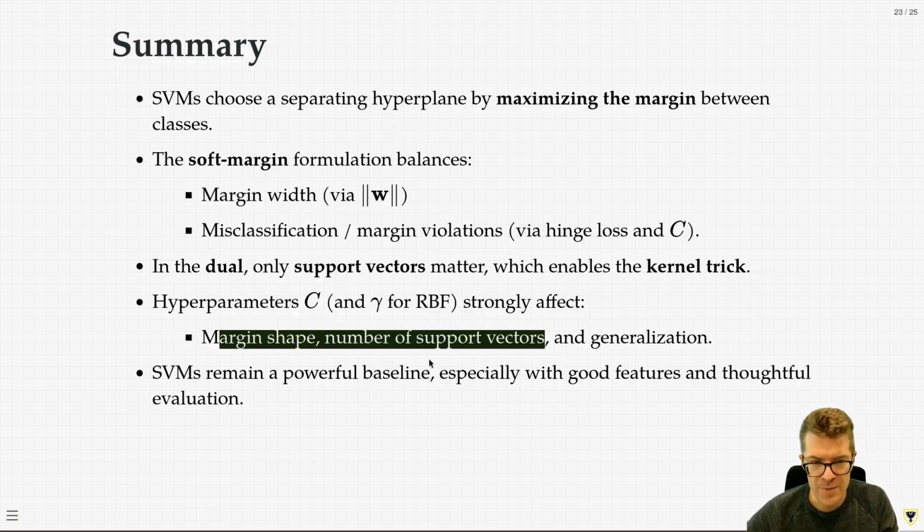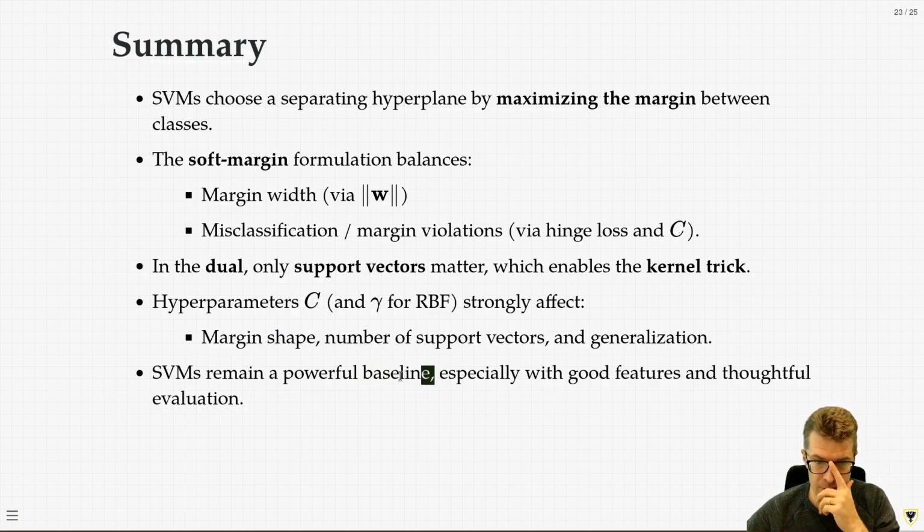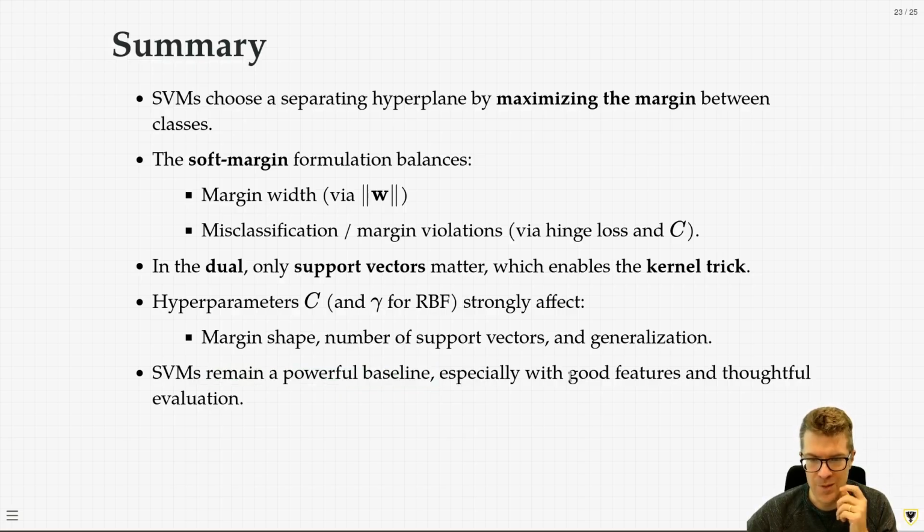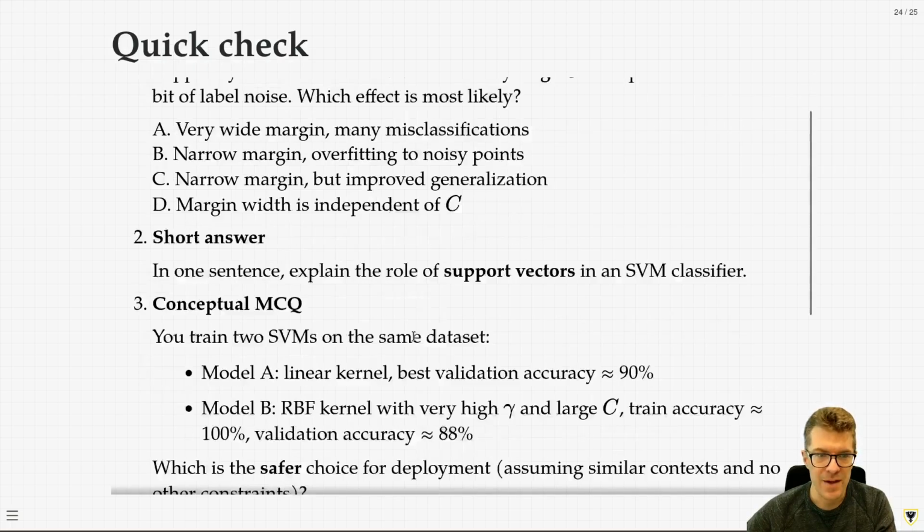So SVMs are a powerful baseline, and we don't necessarily need to throw them away just because they were popular in the 90s and the early 2010s. If you have good features, which we'll talk about in a future module, and a thoughtful evaluation, often it's perfectly fine to use them. Here's our quick check.